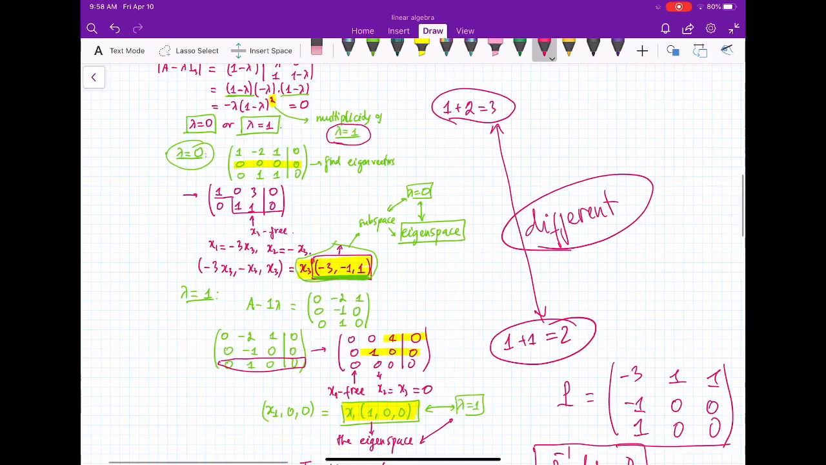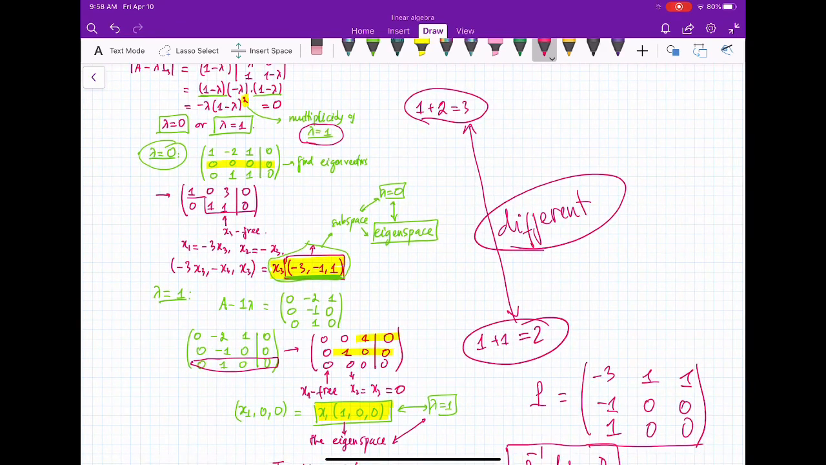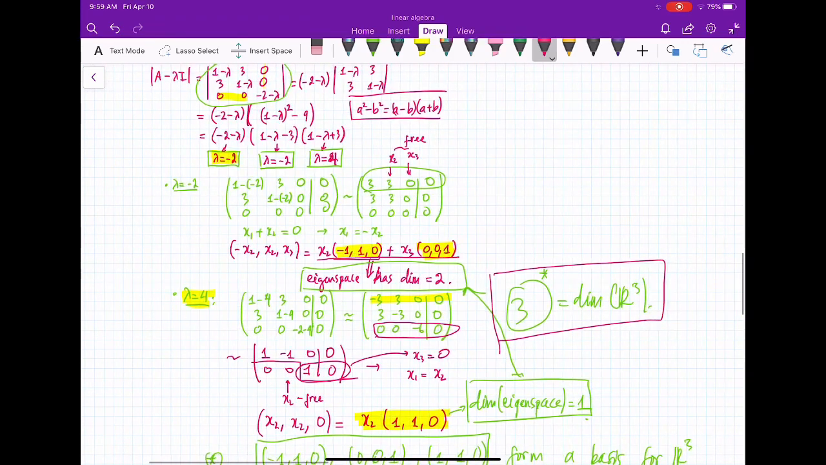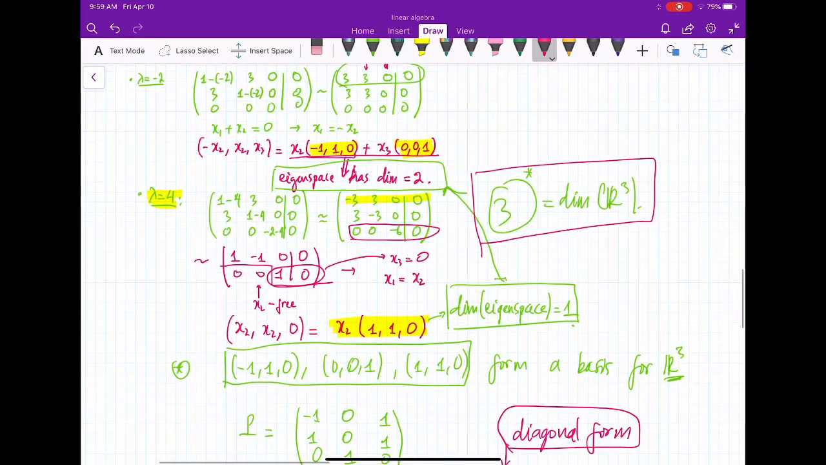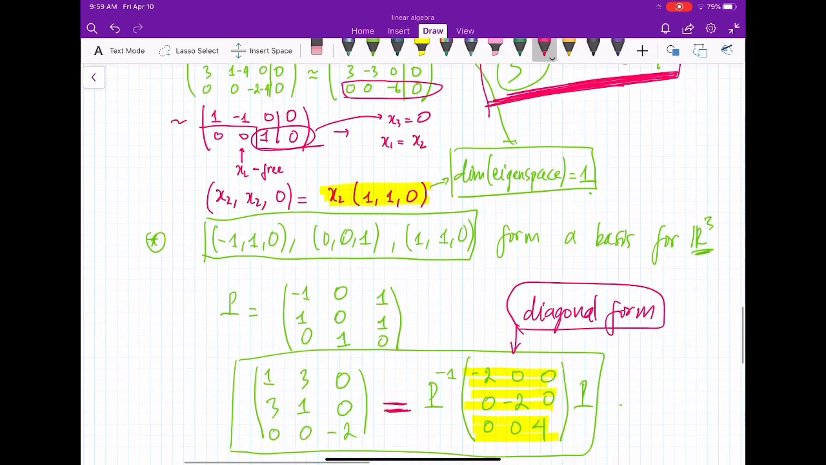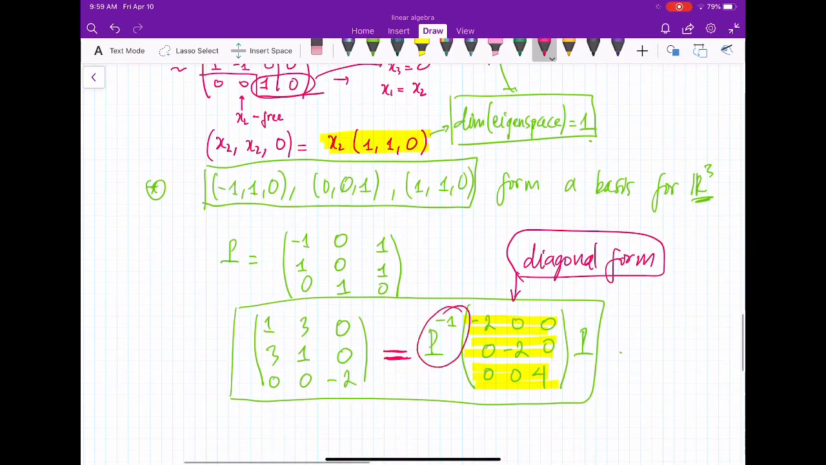But please don't forget about it. When you find eigenvalues, eigenvectors, and dimensions of eigenspace, you need to compare the multiplicity of eigenvalues and the dimensions of eigenspaces. If the total gives you two equal numbers, like in this example, 3 equal to the dimension of the whole space, you are good, right? That means you may find the matrix P satisfying this identity. Otherwise, you don't have that.